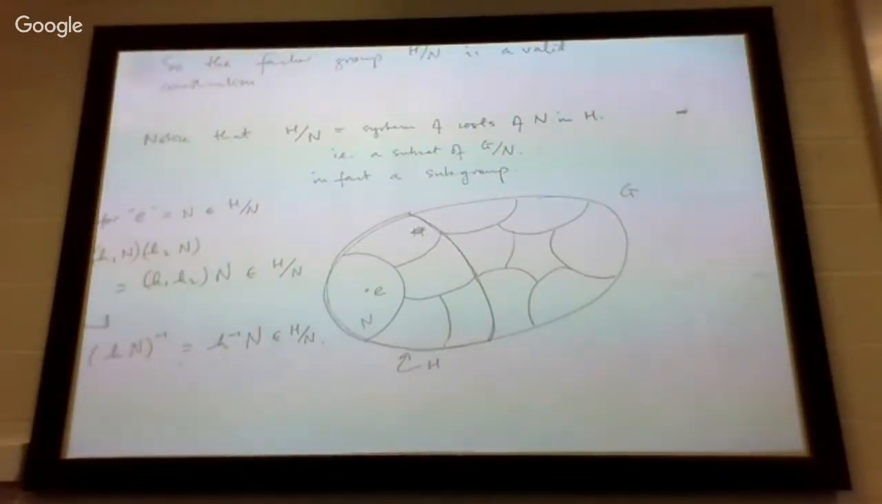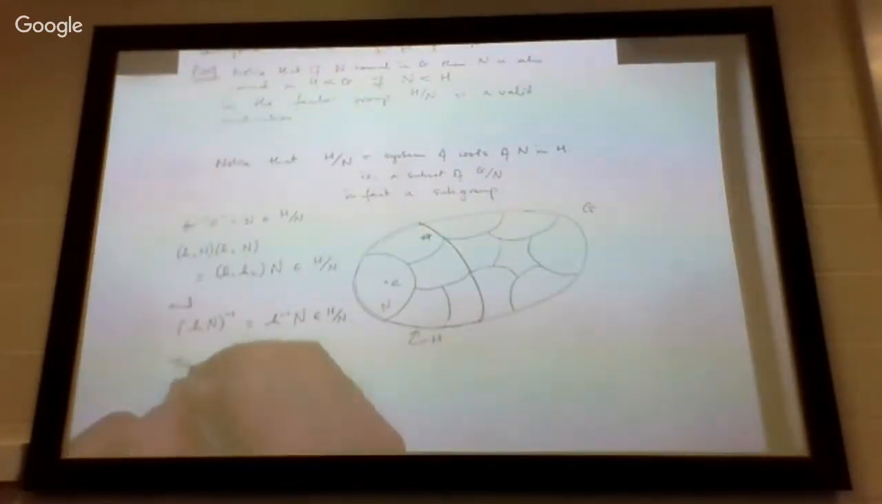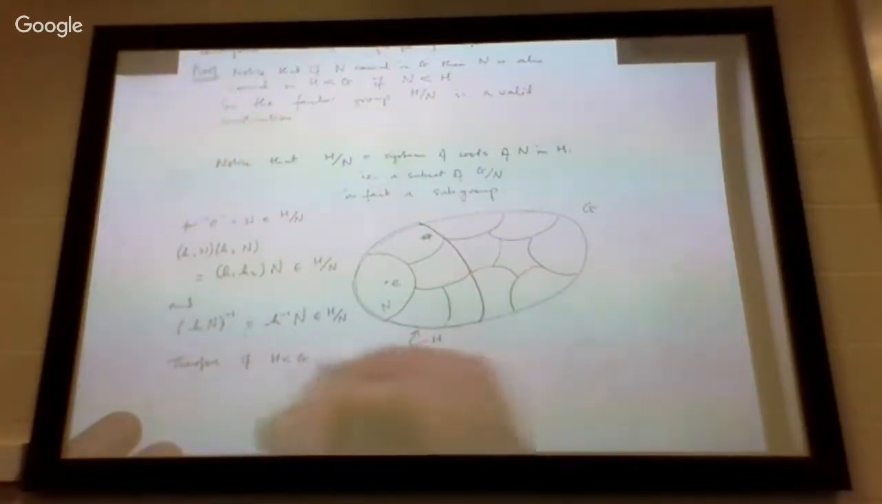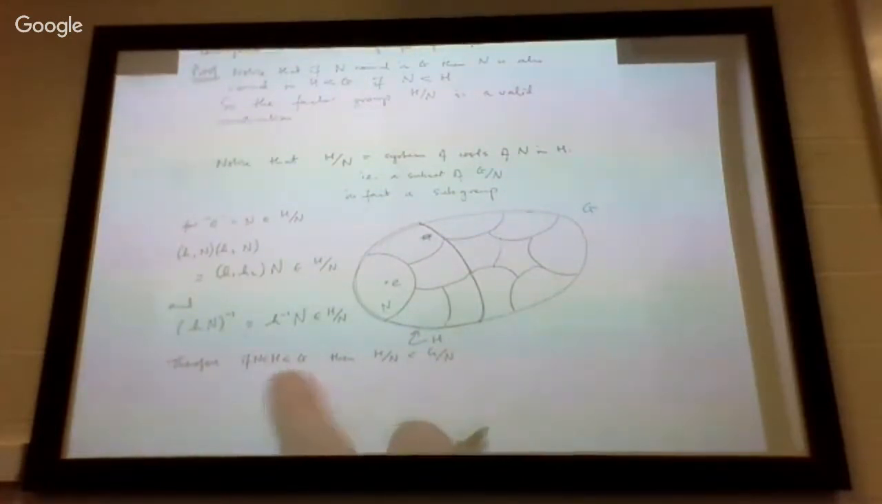So this shows the correspondence one way. So therefore, if H is a subgroup of G containing N, just summarizing what we've just shown, then H mod N will be a subgroup of G mod N.